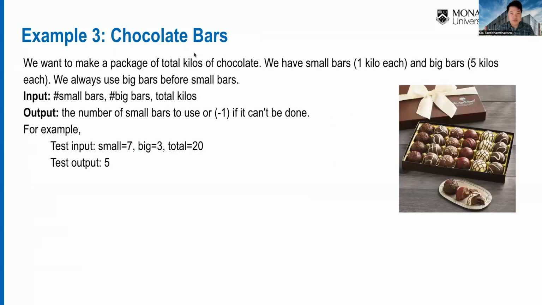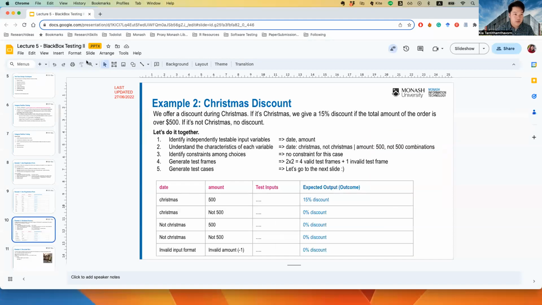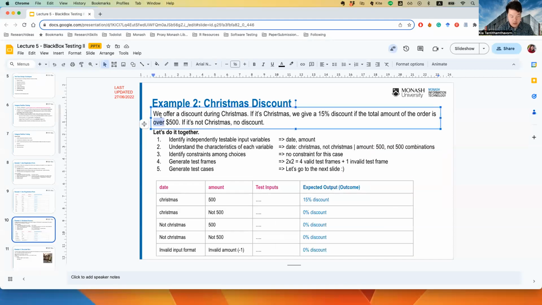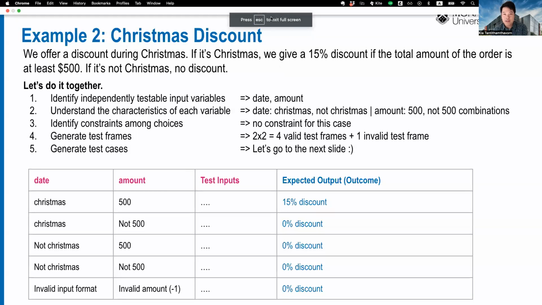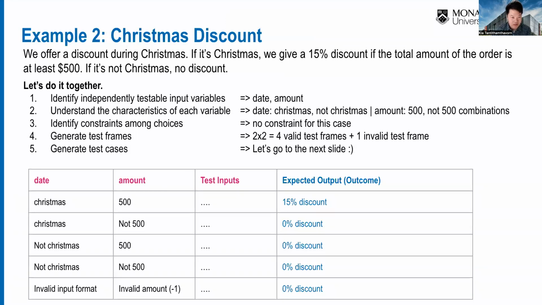And actually, I should fix the specification a little bit as well. It should be at least $500, to make more sense. So when we look at this specification, what is the input variable? Of course, it should be date and the amount. When we read the specification, we can come up with two choices here: whether the date is Christmas or not Christmas. That's it.